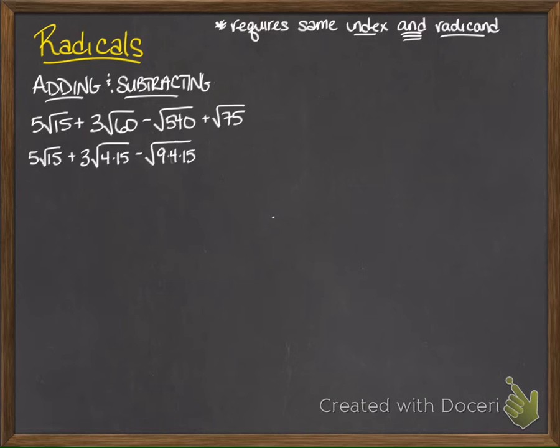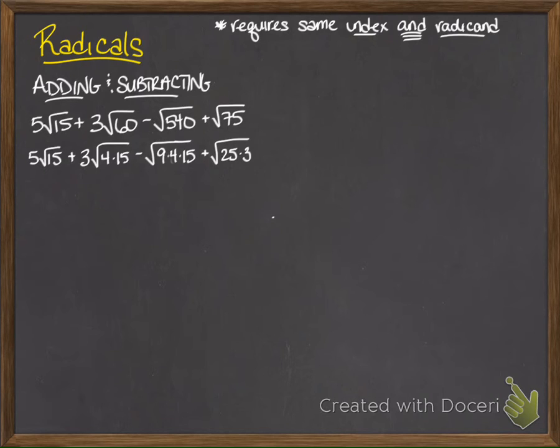Five times the square root of 15 plus 3 times the square root of 4 times 15, which is 60. 540, which was 9 times 60, which 60 we just saw in the term before it is 4 times 15, so we say 9 times 4 times 15. We've got 2 perfect squares in there. And 75 is 25 times 3.